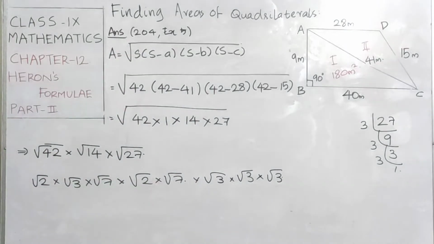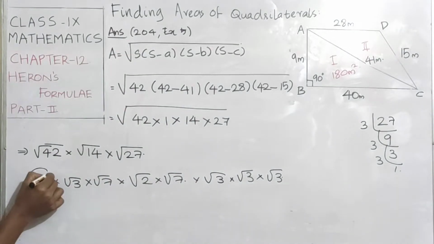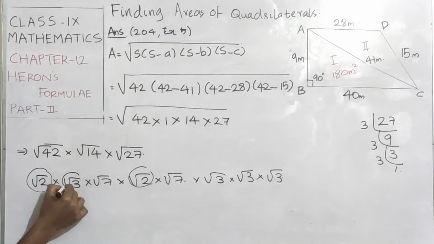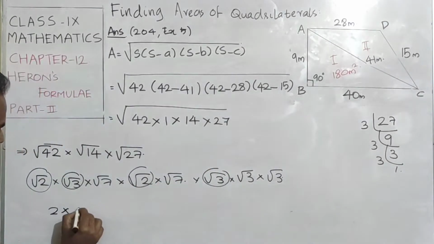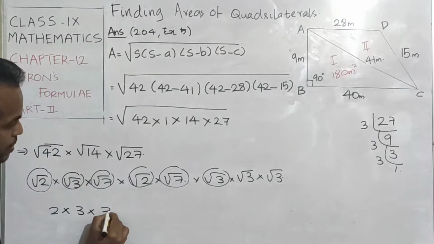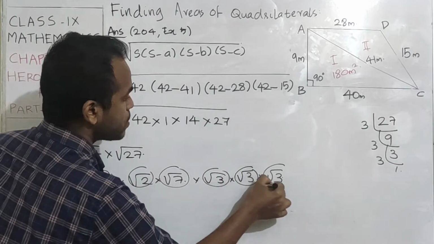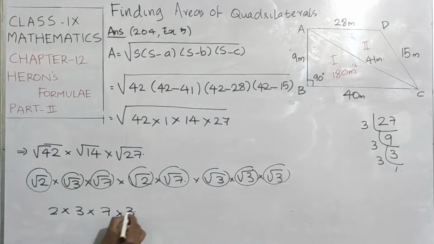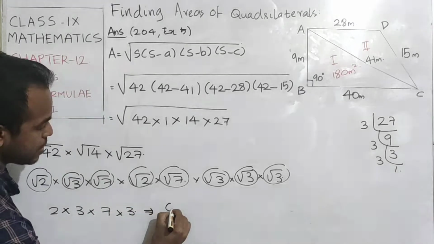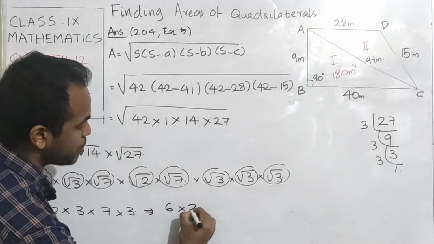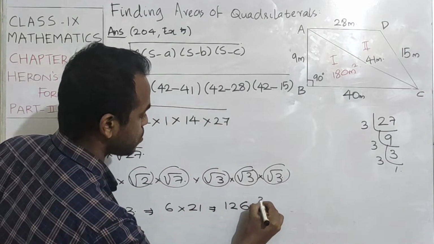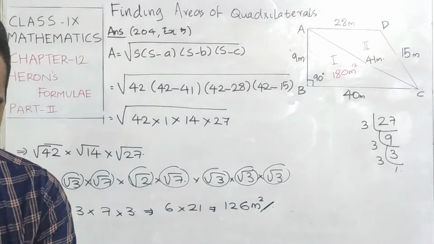Now let's try to pick some pairs. Root 2 is there, root 2 is there, root 2 into root 2 is 2. Root 3 is here and the root 3 is here, so that is 3. Into root 7, that is 7. Then remaining is root 3 into root 3, that is 3. So this will be the area. 2 into 3 is 6, 6 into 7 into 3 is 21. So that is 126 meters square will be the area covered by the second group.